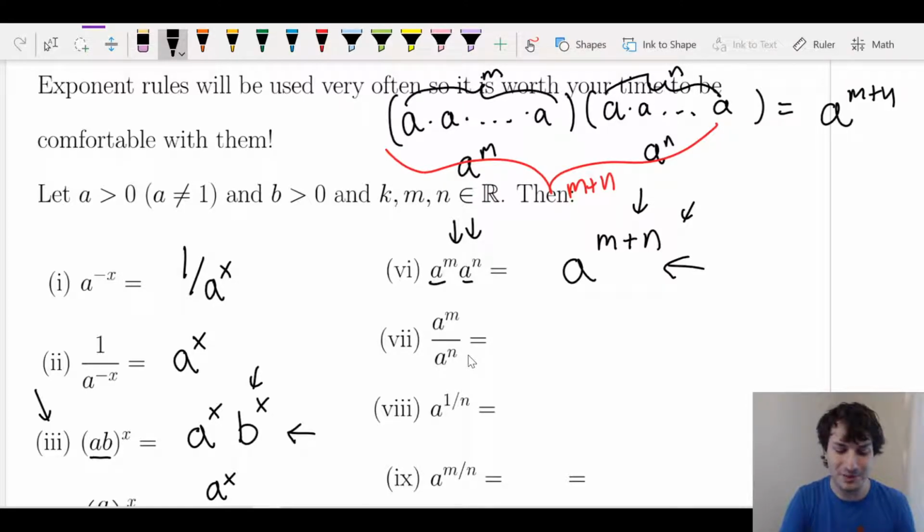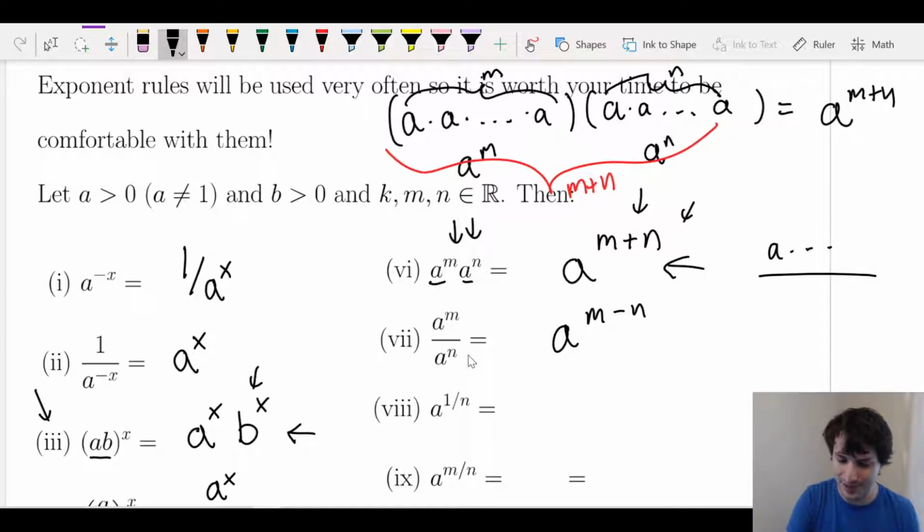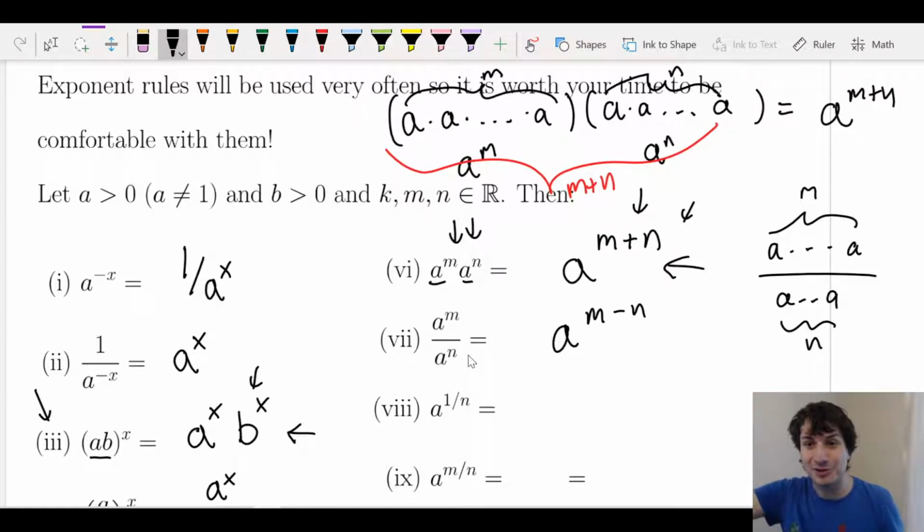Similarly, a to the m divided by a to the n, that's a to the m minus n, and that's because if you have m a's on top and you have n a's on the bottom, then you can cancel out n of these things. So the m's will subtract, the n's will subtract from the n. That's why you get a to the m minus n. Okay, again, if you don't like that, just ignore it. All right, here are some more.